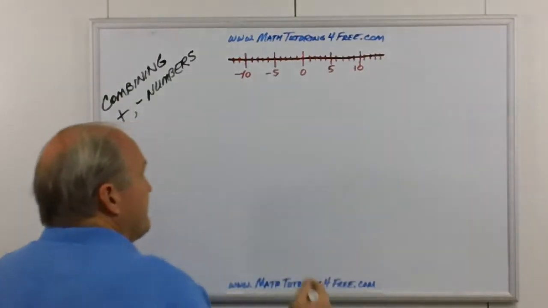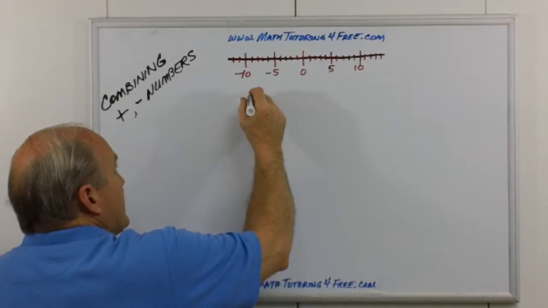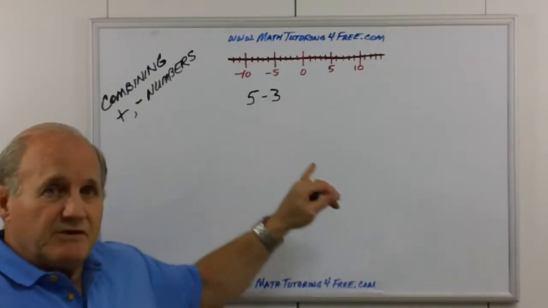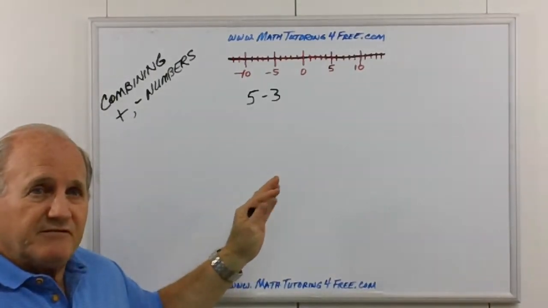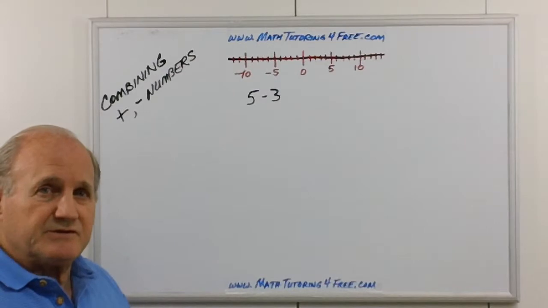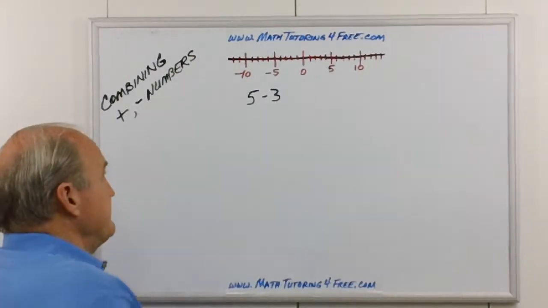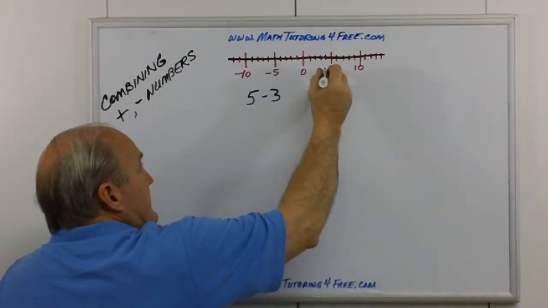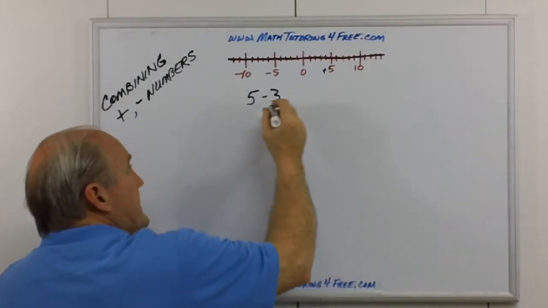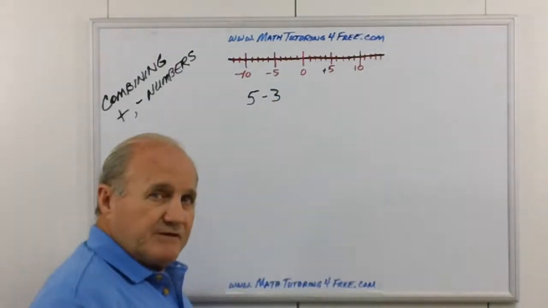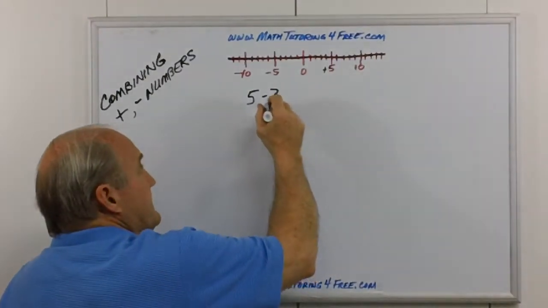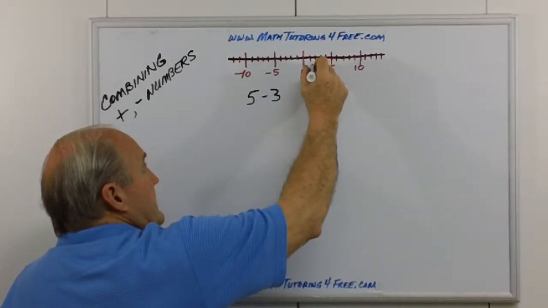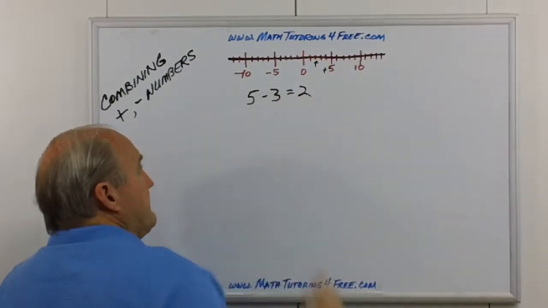Let's start with a fairly simple problem. Let's say we've got 5 minus 3. Now you'll notice there's no plus or minus sign in front of the 5. If there is no sign, it's understood to be a positive. So in this case, let's start at the positive 5, which is on the right side of the 0. And then we're going to go back, or to the left, 3 because we're subtracting 3, or we have a negative 3. So we go back 1, 2, 3, and we're going to end up at a positive 2.